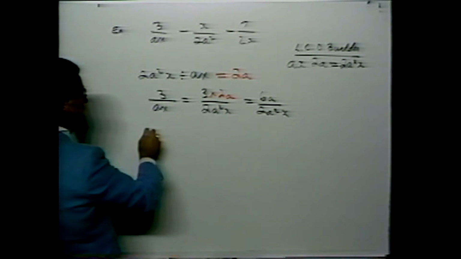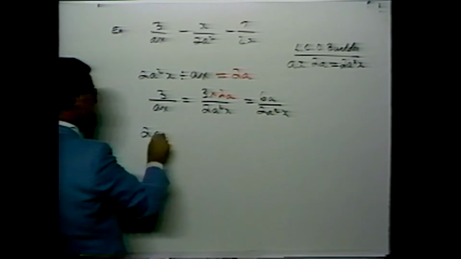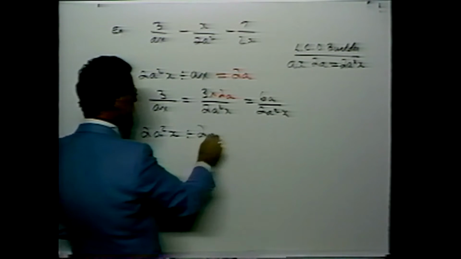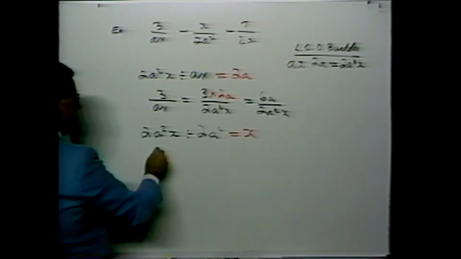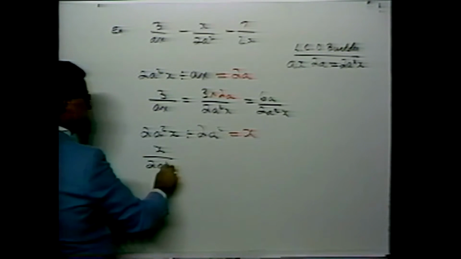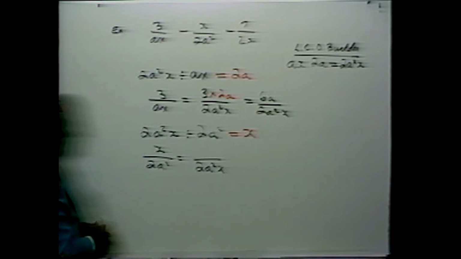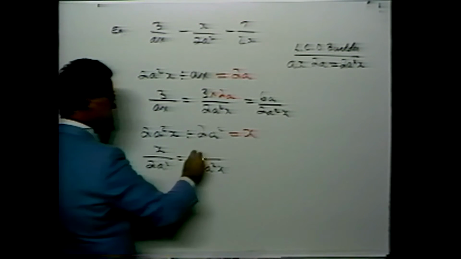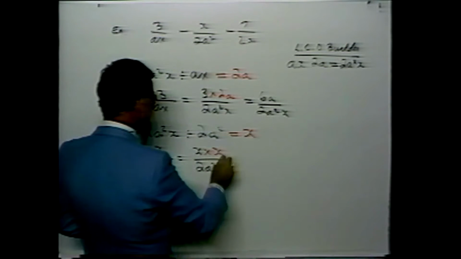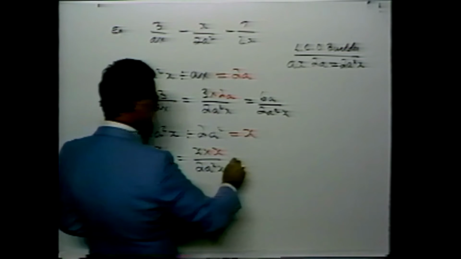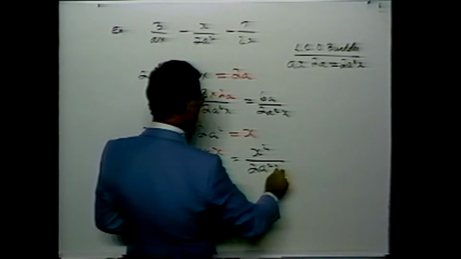The next one is 2a squared, so we begin and say 2a squared x divided by 2a squared, check it, equals x. So the next fraction, x over 2a squared, will have a new denominator, 2a squared x, and this x will be multiplied by this quotient. Consequently, the new equivalent fraction is x squared over 2a squared x.